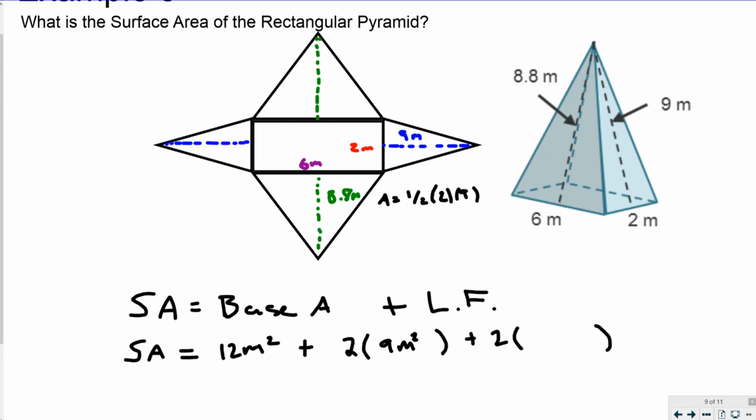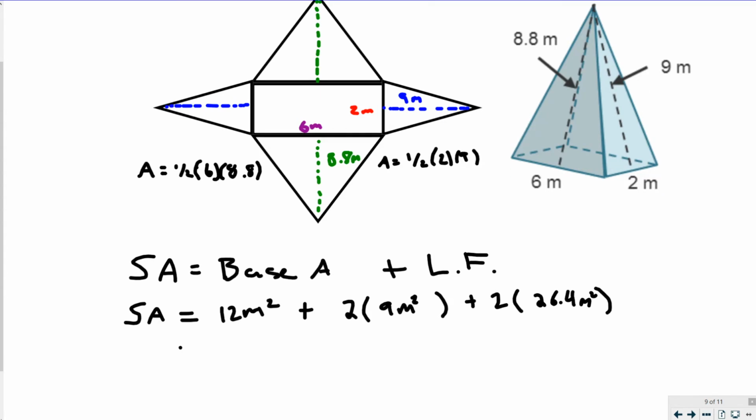And then the other one that we're going to do is we would have that the area is equal to 1/2 times the base of 6 times the height of 8.8. So half of 6 times 8.8 gives us 26.4. So we have two lateral faces that have 26.4 meters squared as their area. And now I'm going to multiply everything out here. The surface area is equal to 12 meters squared plus, this would be 18 meters squared plus 52.8 meters squared.